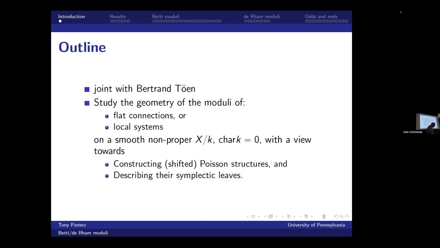What I want to focus on is how one can construct and understand Poisson structures on these moduli spaces, and how one can describe their symplectic leaves. It's a lot of stuff. I'll necessarily have to skip some of it, but let's see.